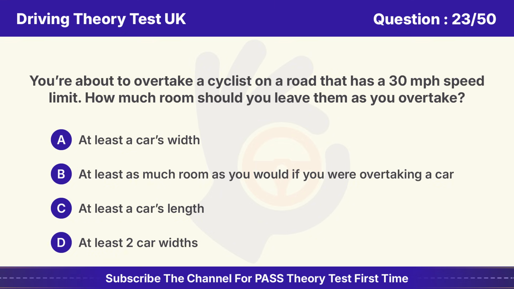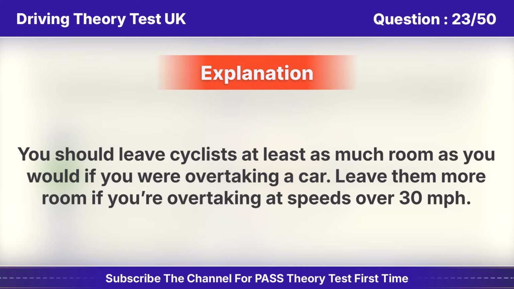Question 23. You're about to overtake a cyclist on a road that has a 30 miles per hour speed limit. How much room should you leave them as you overtake? Answer is B. At least as much room as you would if you were overtaking a car. You should leave cyclists at least as much room as you would if you were overtaking a car. Leave them more room if you're overtaking at speeds over 30 miles per hour.